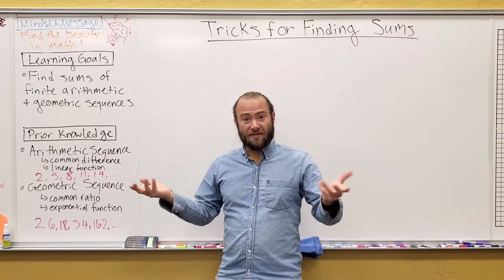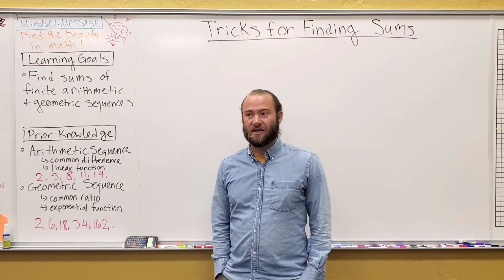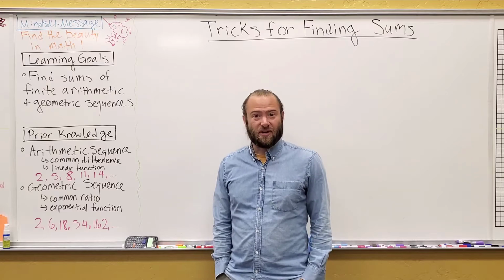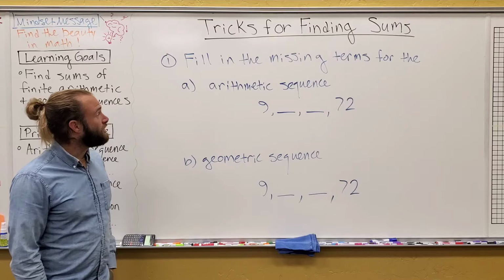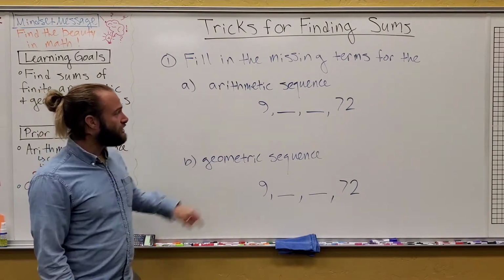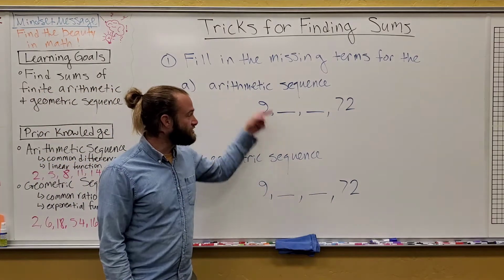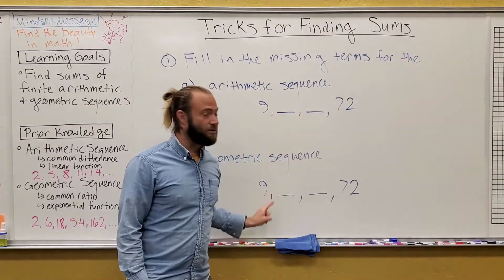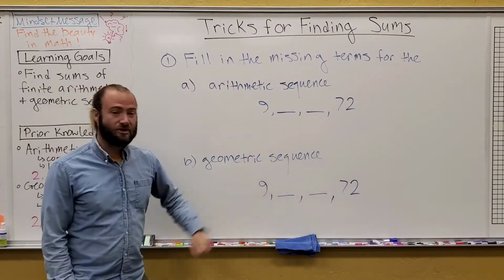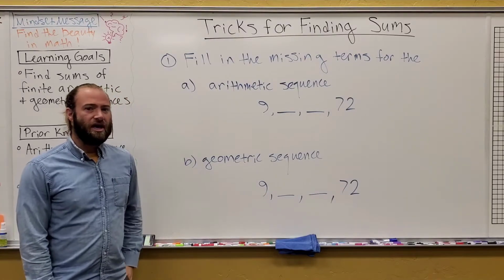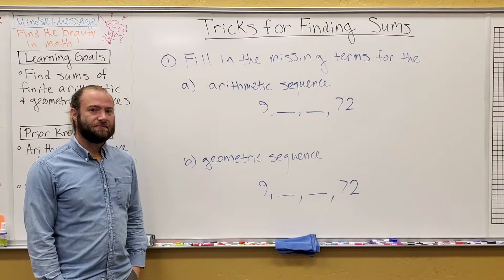So why don't we go ahead and dive in and take a look at how we can find sums of these two different kinds of sequences. We're going to start with a warm-up example here real quick, something we've done in the past. Go ahead and try to find the missing terms of the sequence. You'll notice this is the same starting and ending number here. However, treat it as arithmetic here and geometric here. Go ahead and pause right now and work that through yourself.